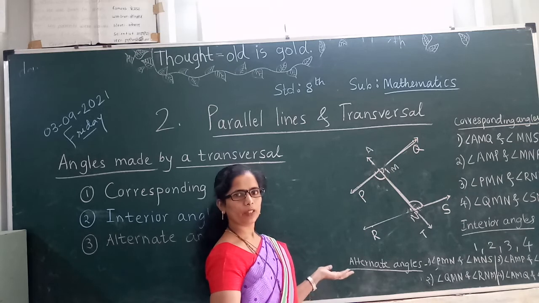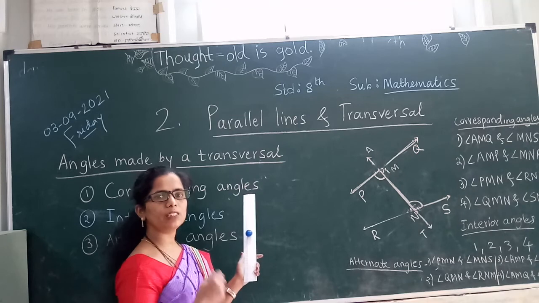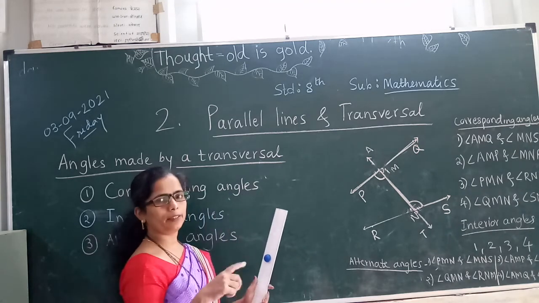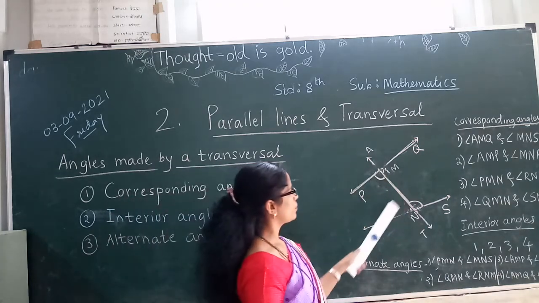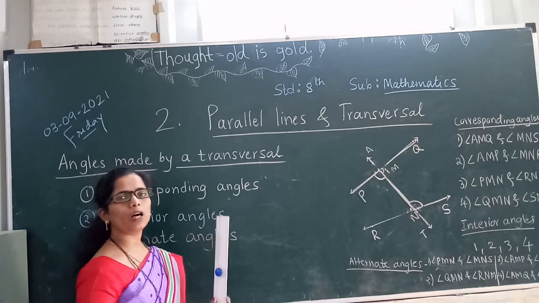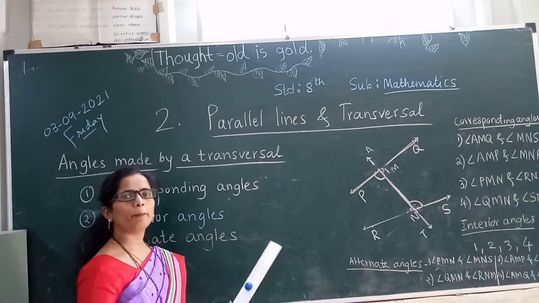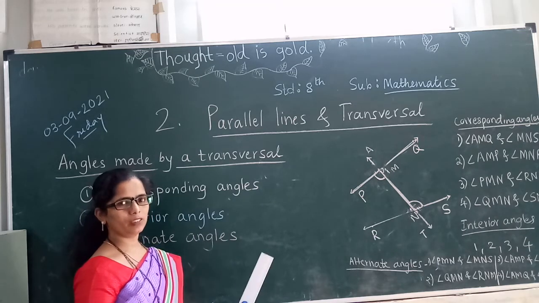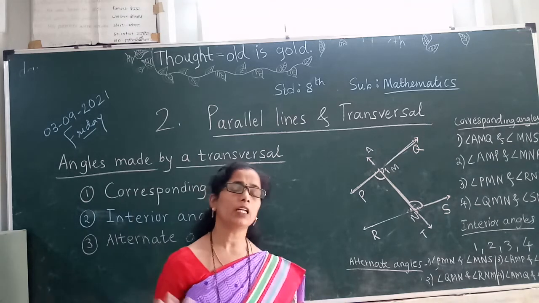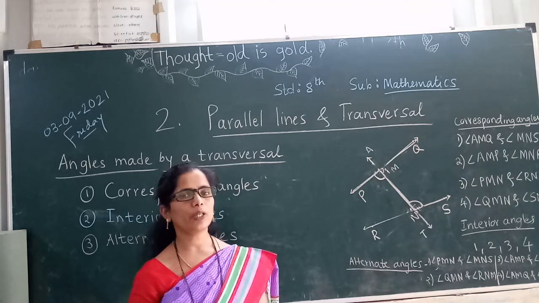Very easy. So corresponding angles are in the same direction and on the same side of the transversal. Interior angles are inside. This is very simple. And the third one, alternate angles, are in the opposite direction and on the opposite arms of the transversal. I guess this is clear. For making these terms more clear, we are going to solve some sums. That is practice set 2.1.